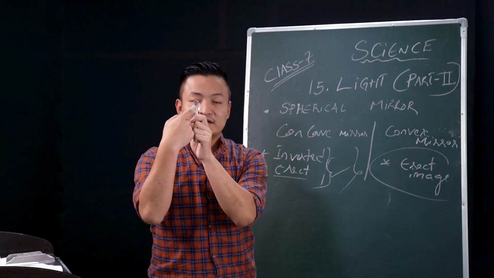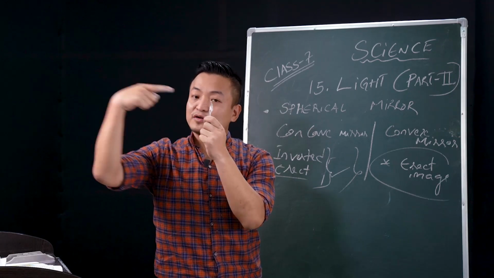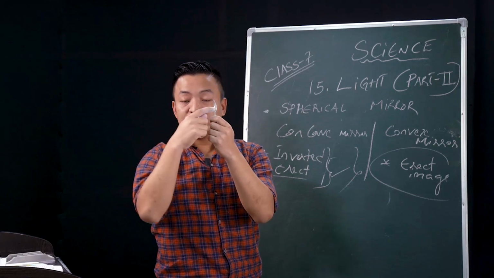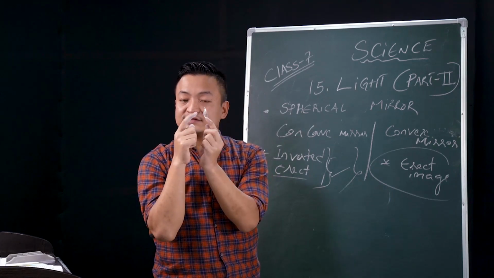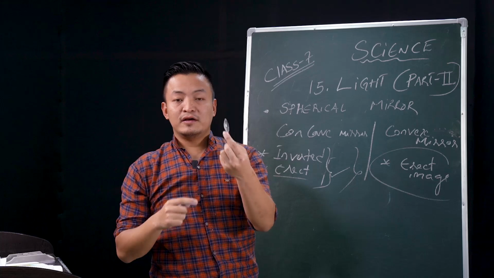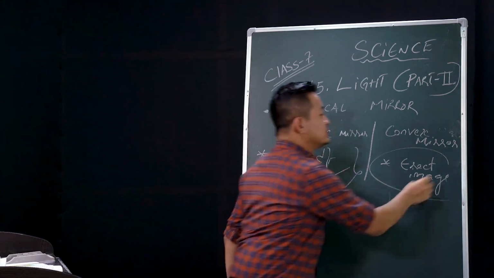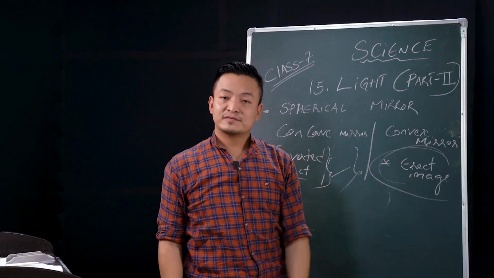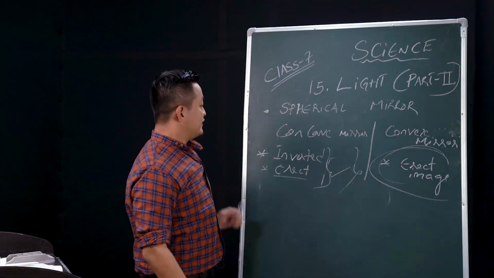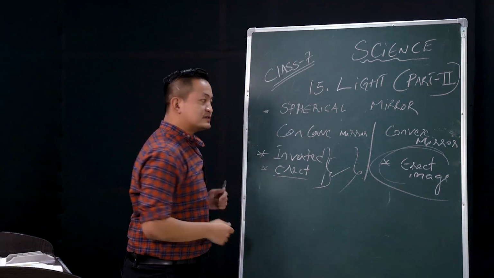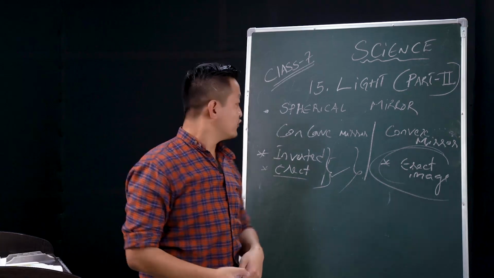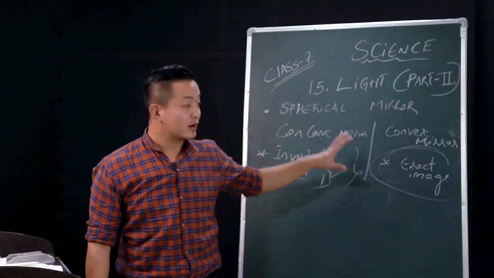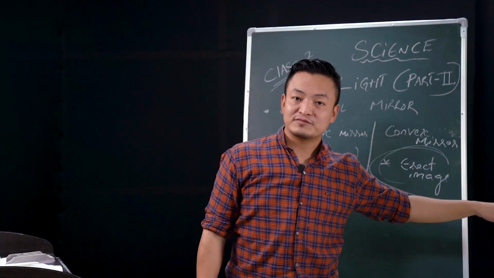So once again, if the light is coming from here, this is the concave mirror and this is the convex mirror. Clear? So in a convex mirror, you'll only see an erect image. Now let's see some examples. Where do we use the concave mirror and where do we use the convex mirror?